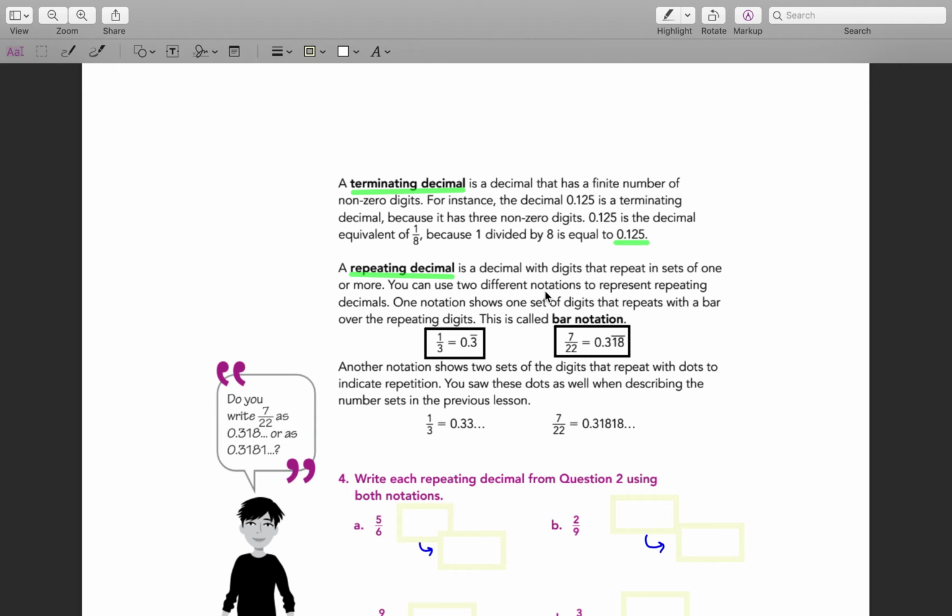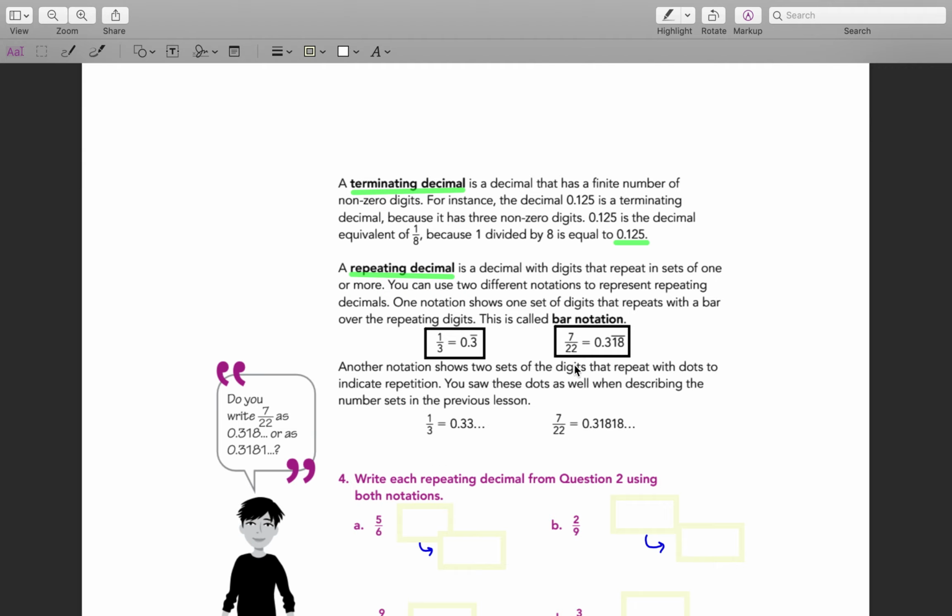You can use two different notations to represent repeating decimals. One notation shows one set of digits that repeats with a bar over the repeating digits. This is called bar notation. For example, we have 1/3, which is the same thing as 0.3 with the bar on top of the 3. When you see a bar on top of a number, that means that specific number is being repeated continuously. Another notation, shown on the bottom right, uses three dots. So 0.3 with the bar on top of 3 is the same thing as 0.33333 and so on.